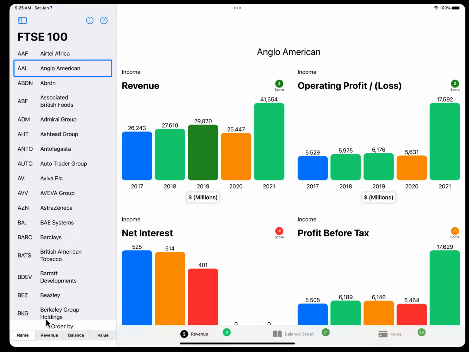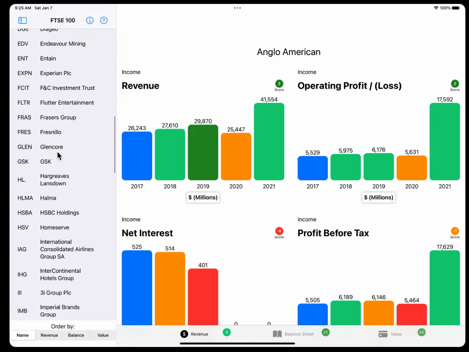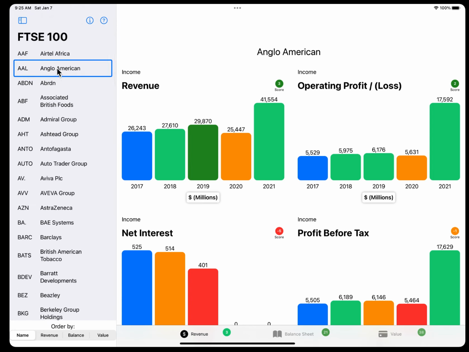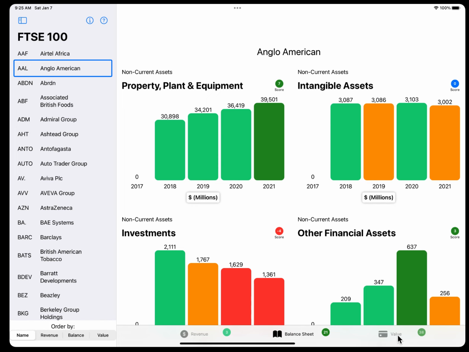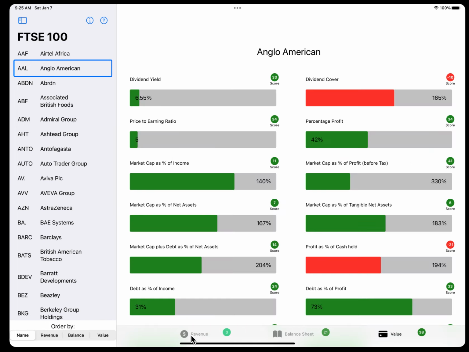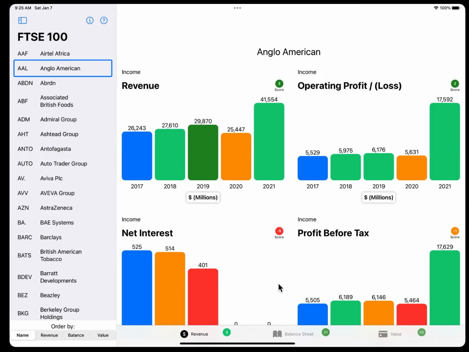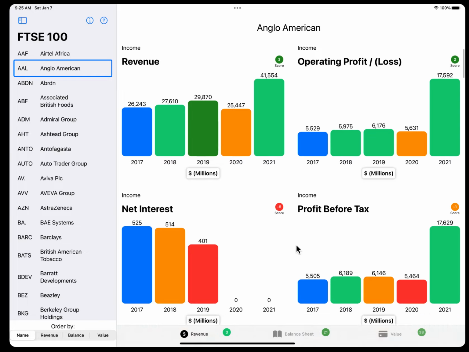So what we've got here is the list of companies in the FTSE 100, and we're ordering by the name of the companies. We can change the order to look at different things, but currently it's set to name, and that's how it arrives. So here we're looking at Anglo American. They are a mining company, and you can see that the tab on the right-hand side is currently set to revenue. We can also look at balance sheet and value as well. And so revenue, this is basically sales, profit, that kind of thing.